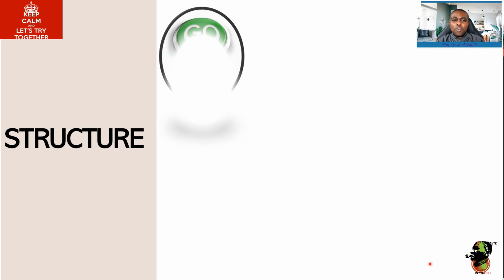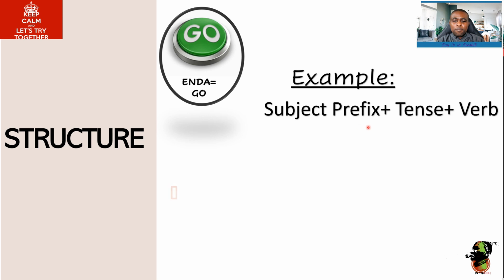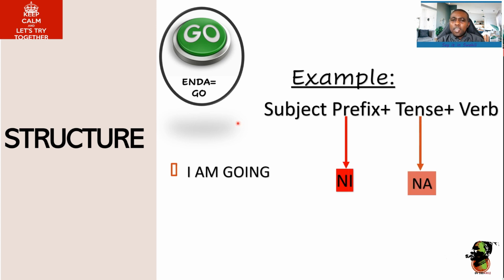Again, let's have a quick recap. In the last session, we looked at how to construct a simple sentence using the subject prefix, the tense, and the verb, using our modal verb go. For example, I am going. What did we say? Can you remember? Give it a go. Hope you had ni, na, and what about I'm going home?